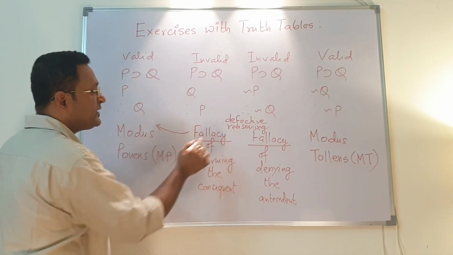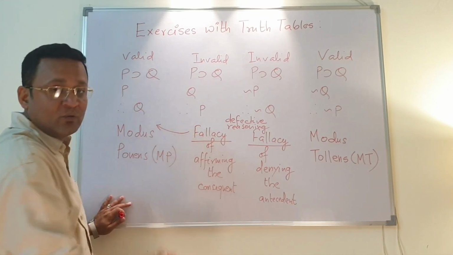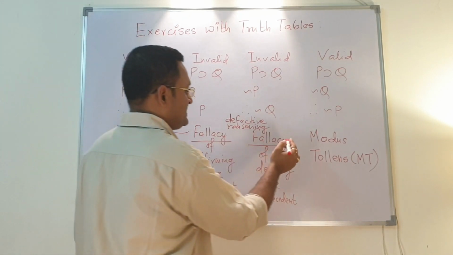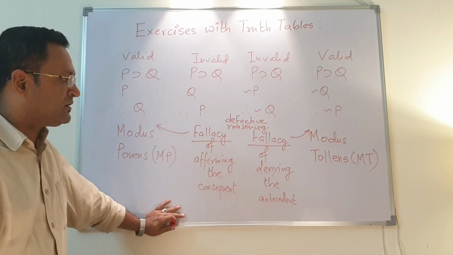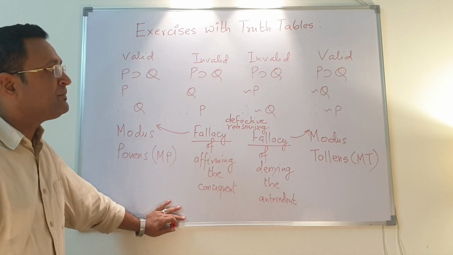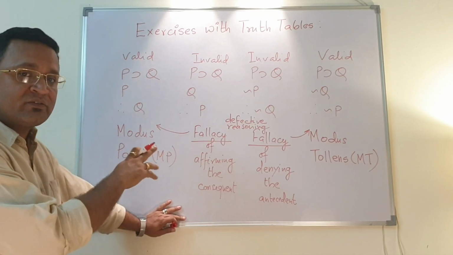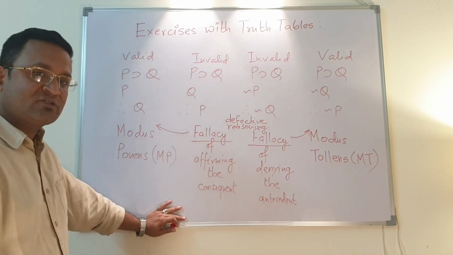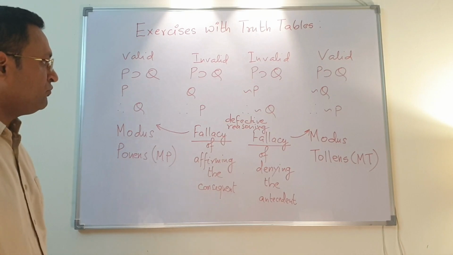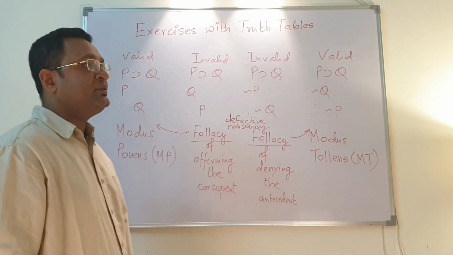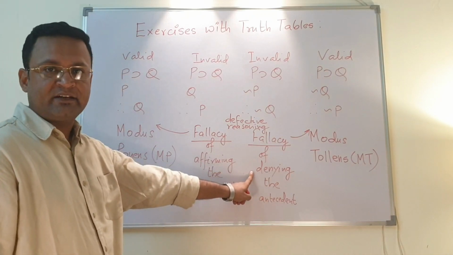Now this fallacy of affirming the consequent looks very similar to this one, modus ponens, right? So we say that it bears superficial resemblance with modus ponens. Similarly, this fallacy of denying the antecedent has a very similar structure to that of modus tollens, right? So we say this fallacy has a superficial resemblance with modus tollens. So if somebody asks you which fallacy bears superficial resemblance with modus tollens, the answer is fallacy of denying the antecedent.